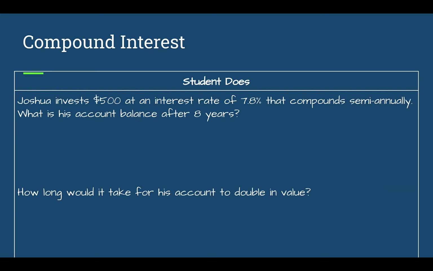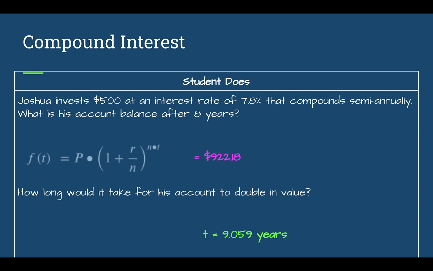Now it's your turn. Pause the video, read through the situation, see if you can figure out what Joshua's balance is in 8 years, and then use Desmos to see how long it would take for his account to double in value. Let's check. After 8 years, Joshua's balance is $922.18, and it would take him 9.059 years for it to double in value.